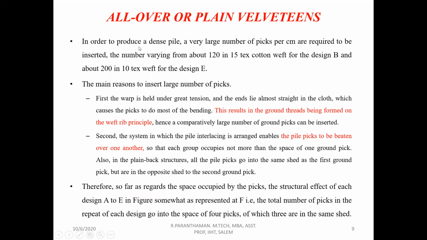In order to produce a dense pile, a very large number of picks per centimeter are required to be inserted. The number varies from about 120 in 15 tex cotton weft for design B to 200 in 10 tex weft for design E. So based on your count, we can change the number of picks.